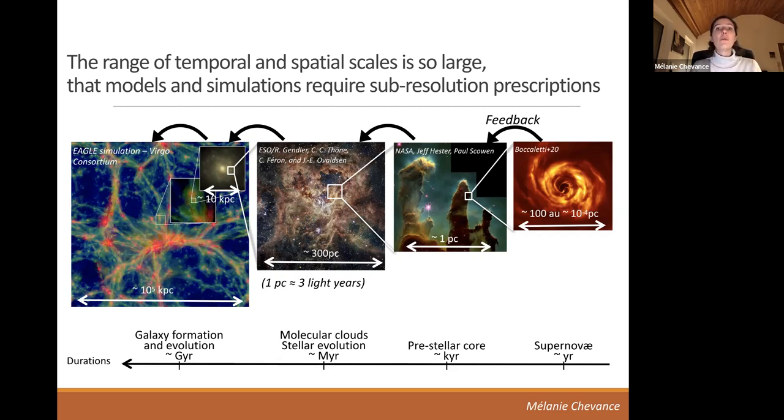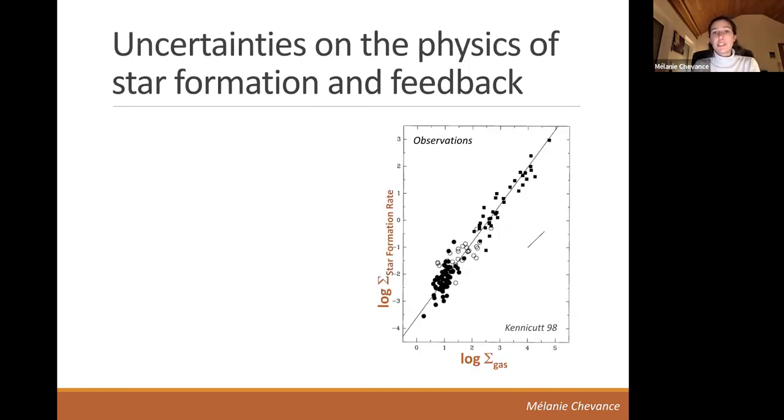So models and simulations require sub-resolution prescriptions, where basically all the part on the right of this screen will be modeled by prescriptions which are not described by first principles. But this is a problem because these prescriptions are uncertain. These prescriptions on which physical processes determine star formation and feedback can be derived empirically from observations, and this is the case of the well-known Schmidt-Kennicutt relation that I'm showing, where the star formation rate surface density correlates observationally very well with the gas surface density on the large scales.